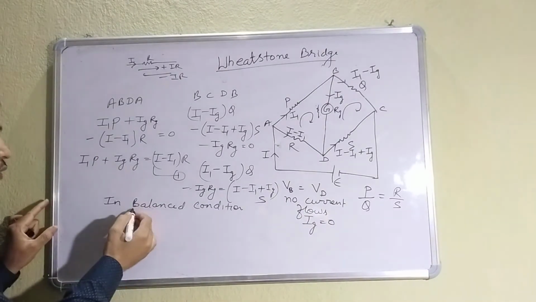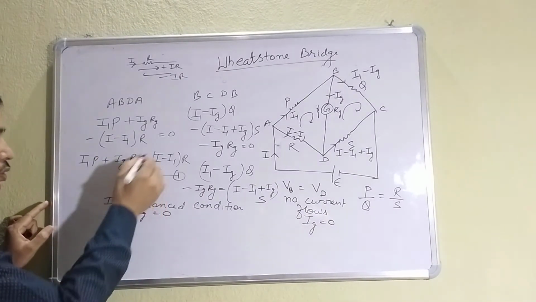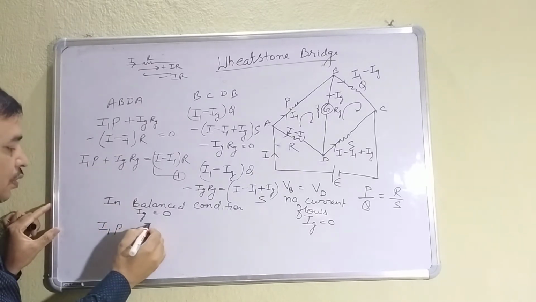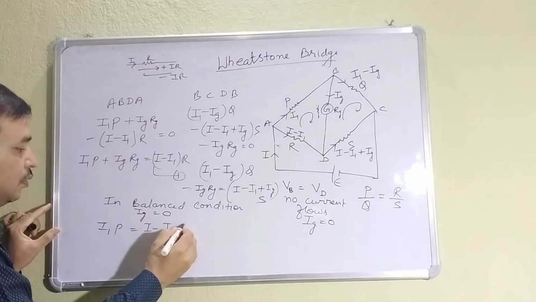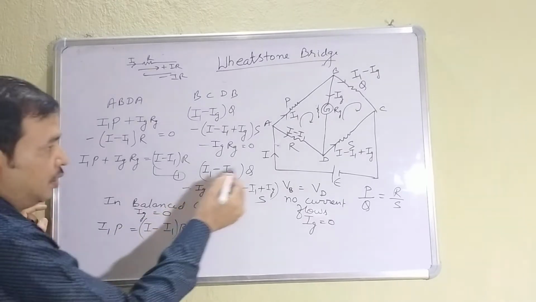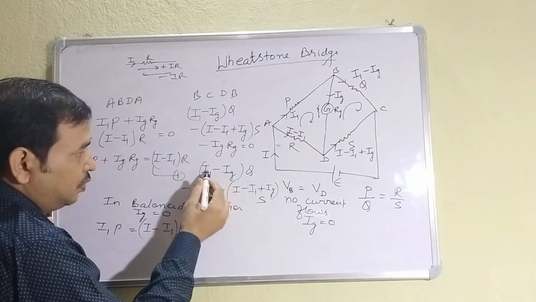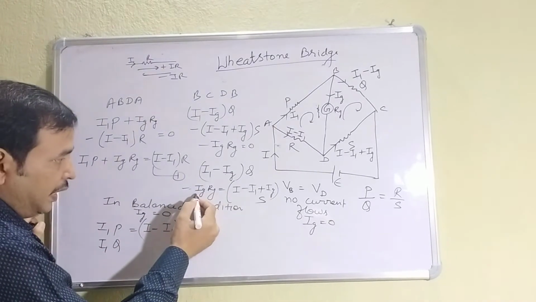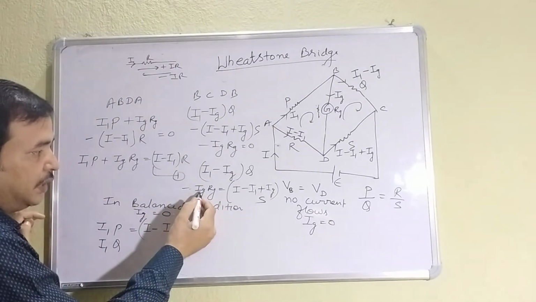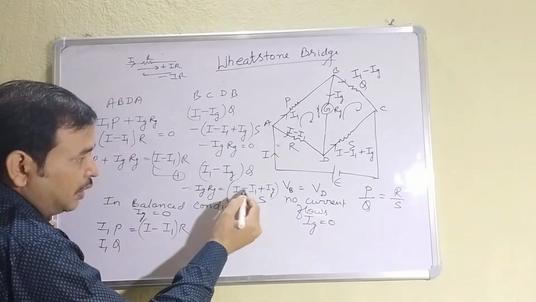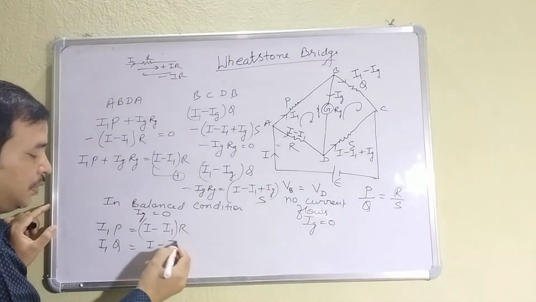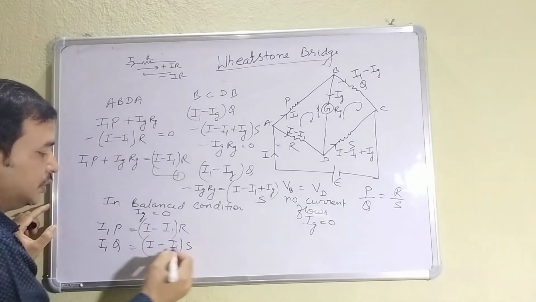So put Ig equal to 0 in these two equations. So this will become I1P equals (I minus I1) into R. And in this equation, Ig is 0, so I1Q equals (I minus I1) into S.